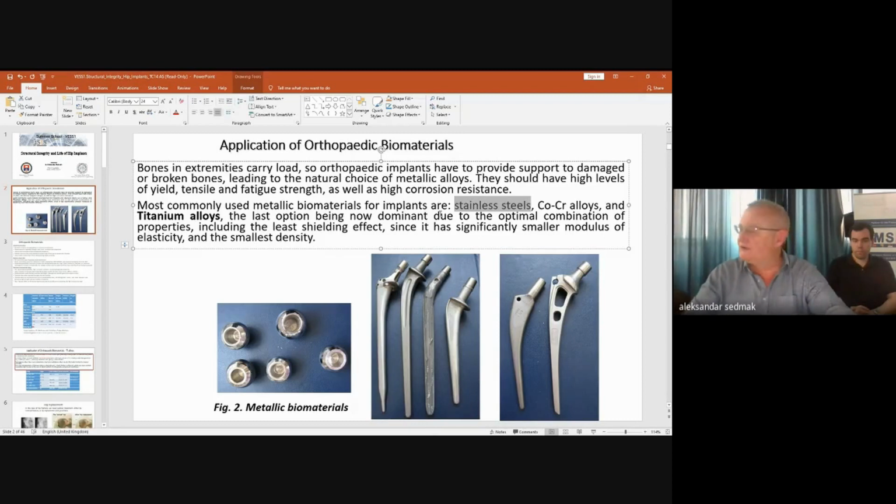Now, there is, of course, a reason for that. And this is, I would call, an optimal combination of properties, and especially the so-called shielding effect is the least with new, especially with new titanium alloys. This is due to a significantly smaller modulus of elasticity, and also titanium alloys have significantly less density than both stainless steel and cobalt chromium alloys.